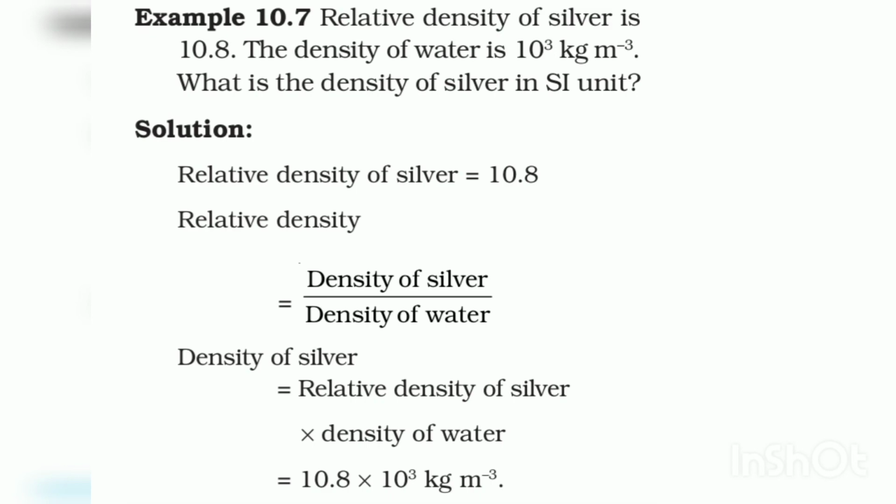Now we know the formula that relative density is equal to the density of the substance by the density of the medium. Here we don't want to find the relative density. They are asking us to find the density of silver, right? Just rearrange the formula. Density of silver is equal to relative density of silver into density of water. Therefore, 10.8 into 10 to the power 3 kilogram per meter cube will be the final answer. Hope you all understand this lecture. Thank you for watching.